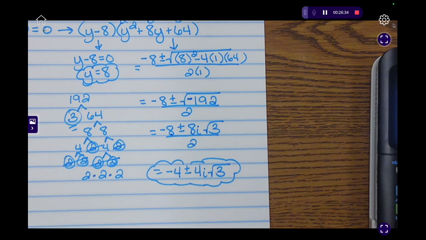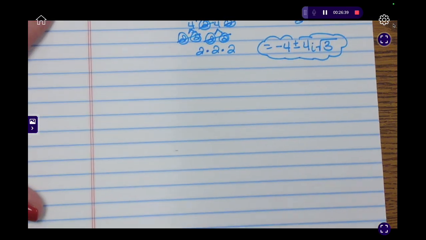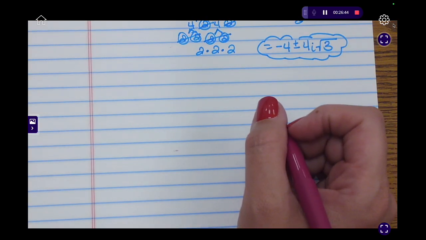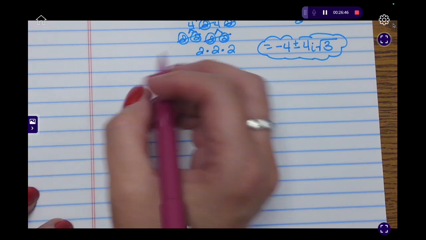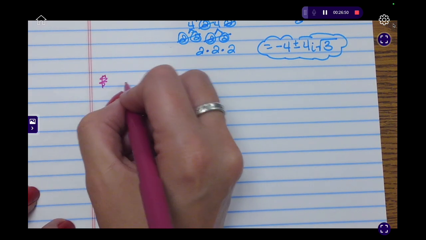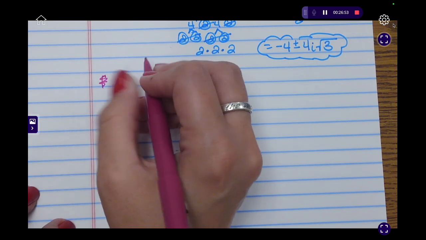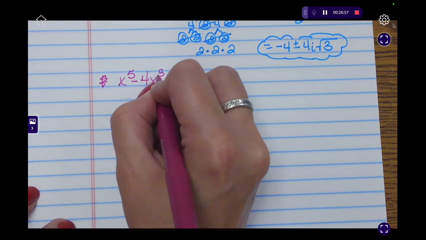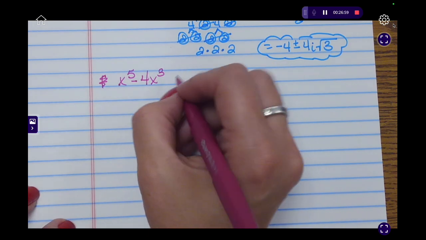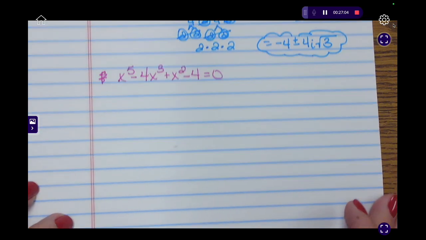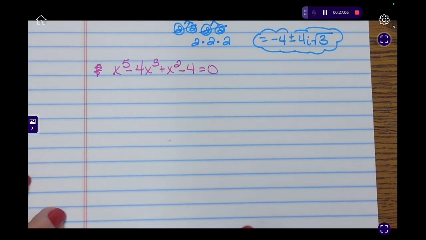All right, so let's try one more of these before we look at a last little bit of a problem. So let's try one more. So let's try this one. So we're going to do x to the 5th minus 4x to the 3rd plus x squared minus 4 equals 0. So I'm asking you to find the zeros. I'm asking you to find those x-intercepts.